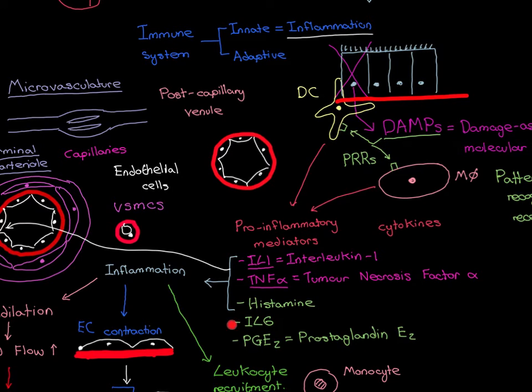Then we'll discuss interleukin 6 and prostaglandin E2 as well, and then we'll go on to discuss the production of the local symptoms and the production of the systemic symptoms.